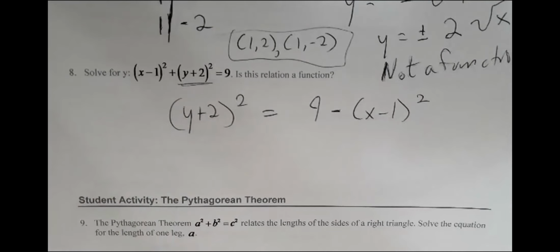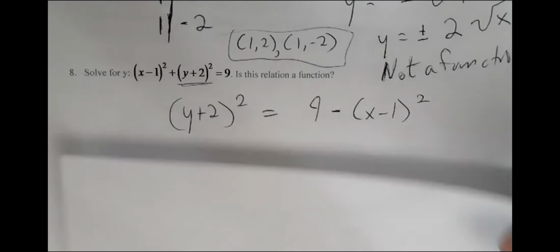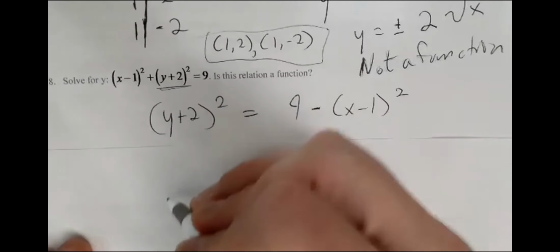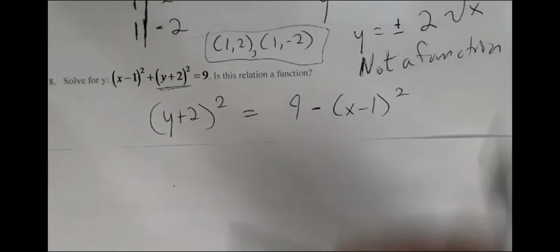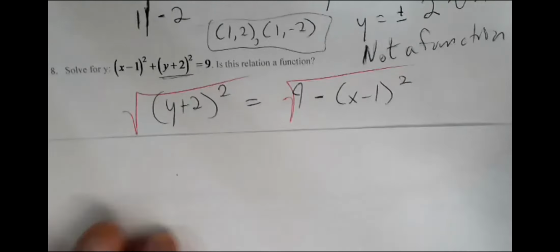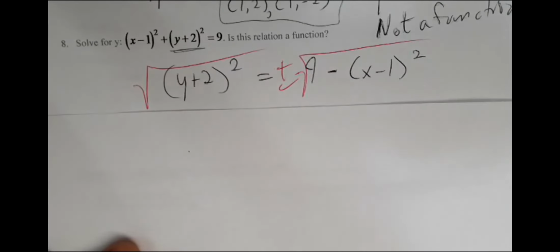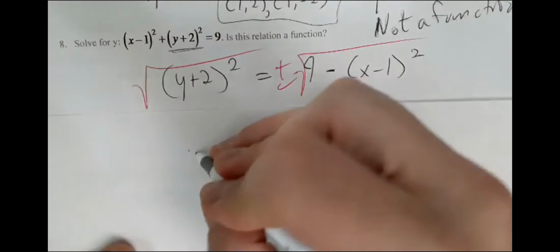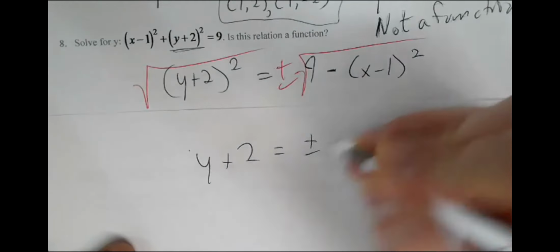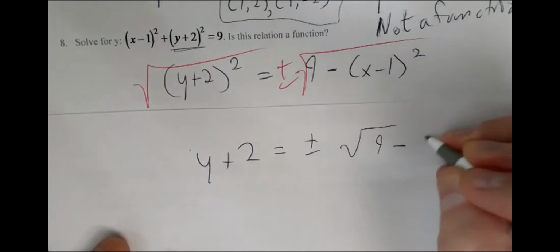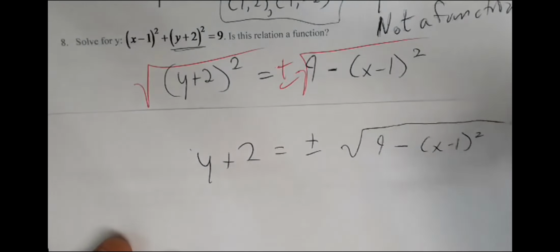Now we have something that looks like y plus 2 squared. We want to use the square root property. We want to get the thing that's being squared by itself. So now that we have this thing by itself, we square root this. We have to put plus or minus on the square root when we take a square root to solve for a variable. This looks like root of 9 minus x minus 1 squared.